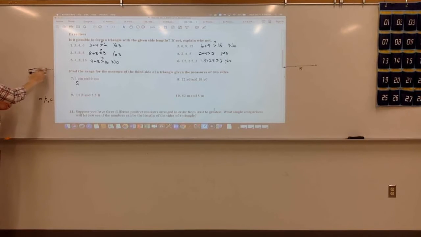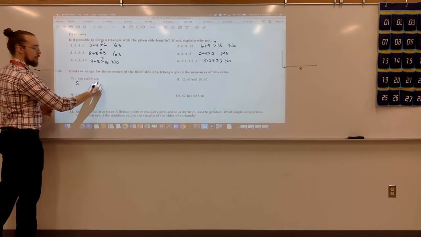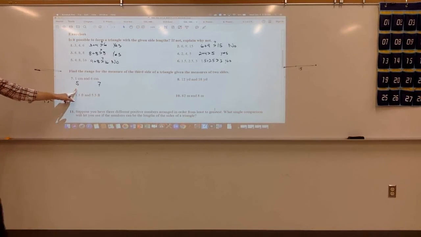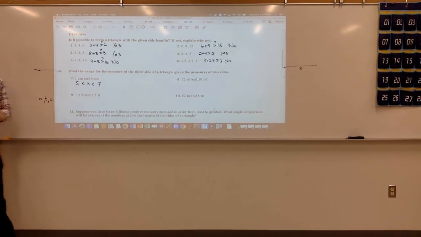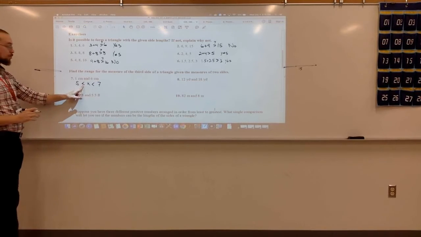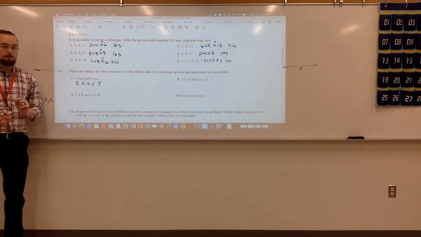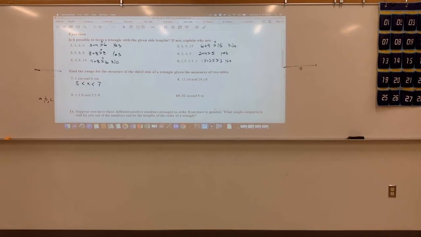So now, if we think about this the other way, if I take my side of 6 and then I take my side of 1 and flip it all the way out here, well, now the longest that this third side could be would be anything less than 7, right? So like 6.9999999. So we say that that third side has to be greater than 5, but less than 7. The way we write that is like this: x has to be greater than 5, but x has to be less than 7. This is how we write a compound inequality like that.